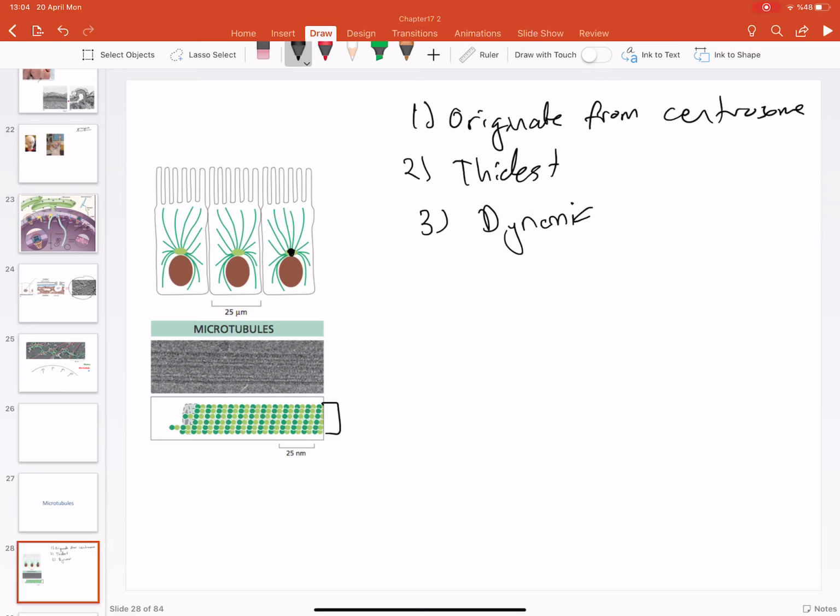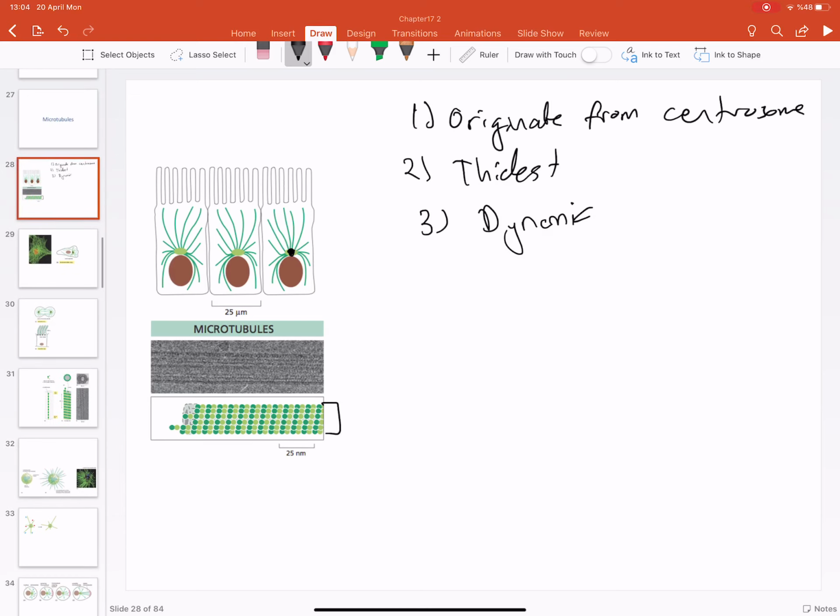The intermediate filaments that we have seen in the previous video are very strong, very resistant, but they are not dynamic. They are mostly stationary. Once you have the intermediate filaments, you have them all along. On the other hand, microtubules are dynamic, they polymerize and depolymerize continuously. And this is the normal life of the microtubules.